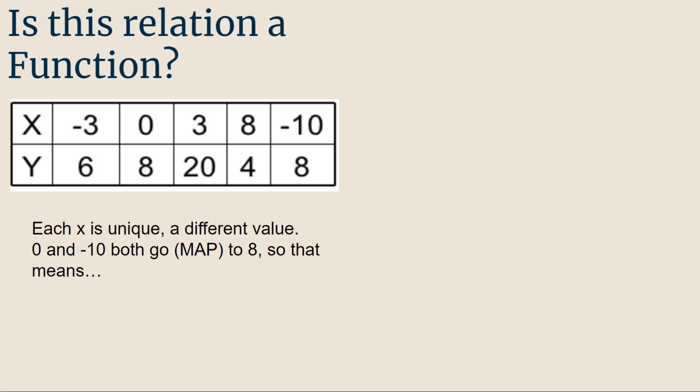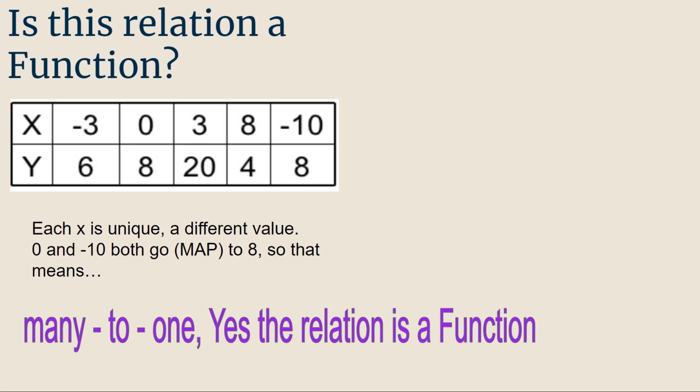So is this a relation or function? If we look at the x values, all of the x values on the table are different. Okay? So each x is unique, being a different value. You do see that 0 and 8 go together, and negative 10 and 8 go together, but it doesn't matter that the y values are the same, because this is a situation where many x values, input values, go to one y value, so it's fine, it's a function.